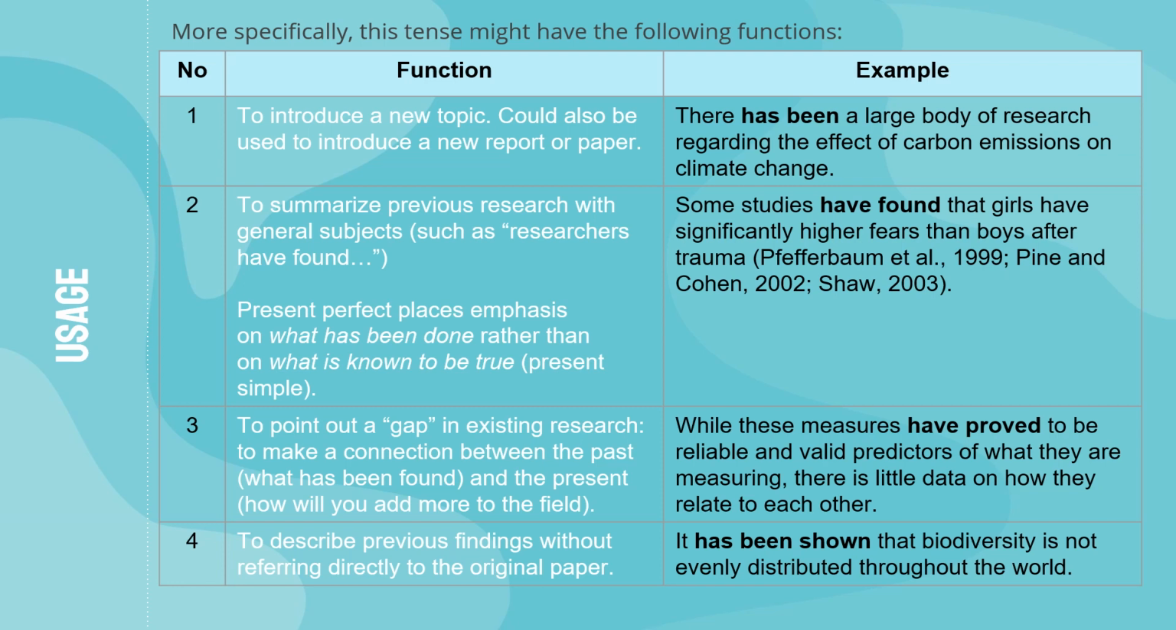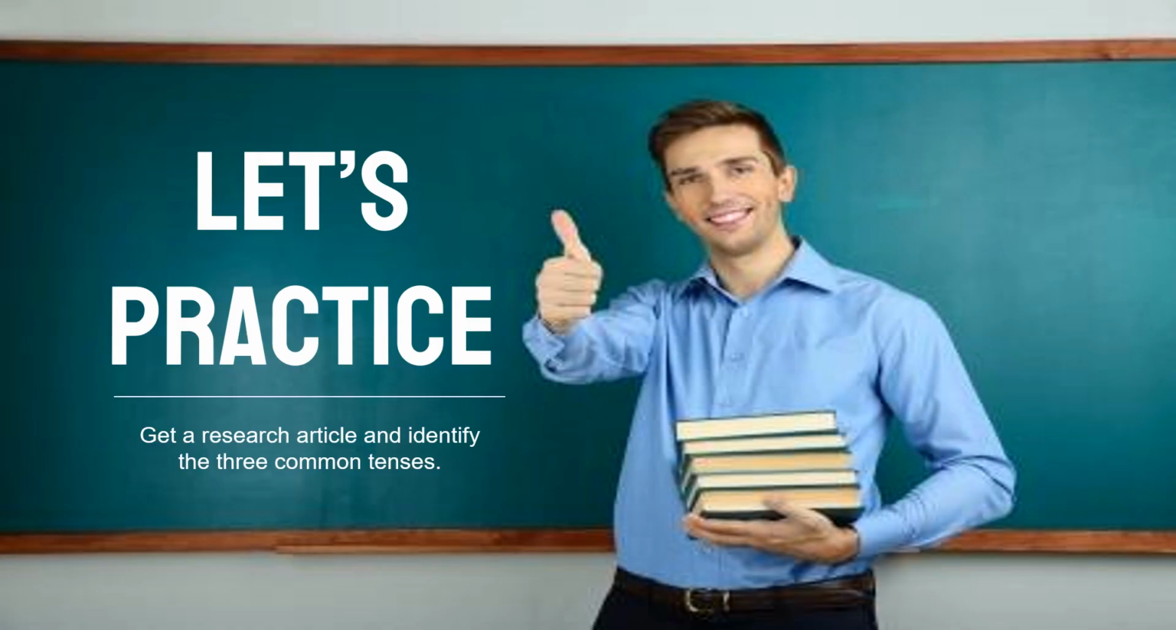Another function is to describe previous findings without referring directly to the original paper. Example: it has been shown that biodiversity is not evenly distributed throughout the world. So let's practice. Get a research article and identify the three common tenses.